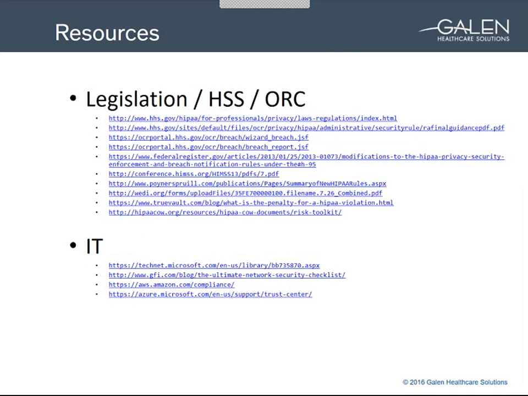Some resources at the end here that you can peruse at your leisure. These are all the resources that I used during the building of the presentation, along with some really useful resources like the OCR portal for breach reporting and for existing breaches. It's helpful to go through that from a knowing-where-the-risks-are point of view. The government documentation on HIPAA is actually quite good. Their websites are reasonably easy to understand, and so I link heavily to those in here. And then some general IT resources that talk about cloud infrastructure, software development, secure software development life cycles, and security checklists from an IT point of view.